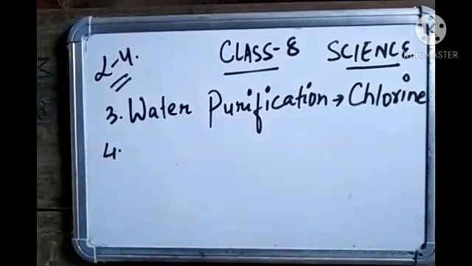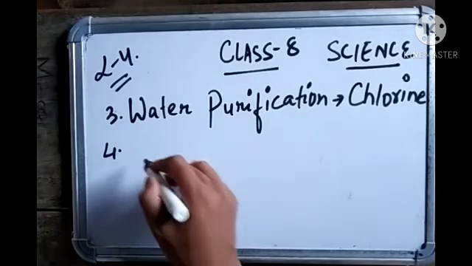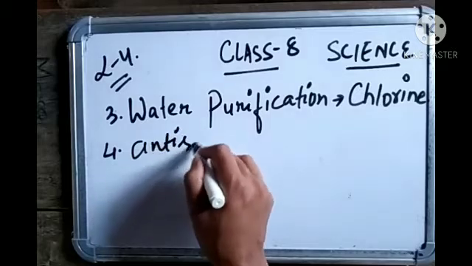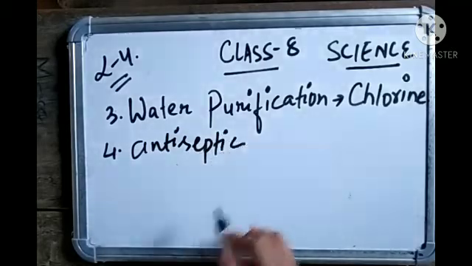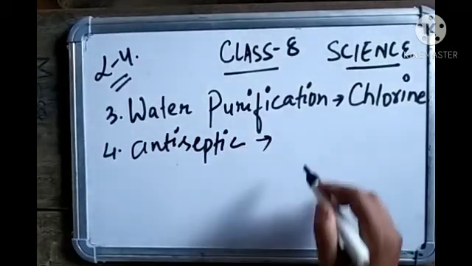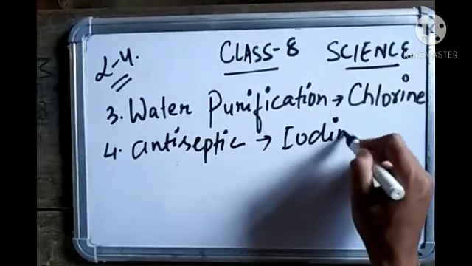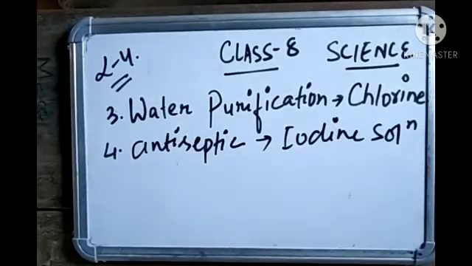The fourth one is non-metal used in the purple color solution which is applied on wounds as an antiseptic. Antiseptic on wounds, iodine solution, which is also a non-metal.